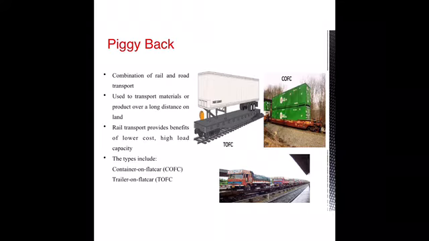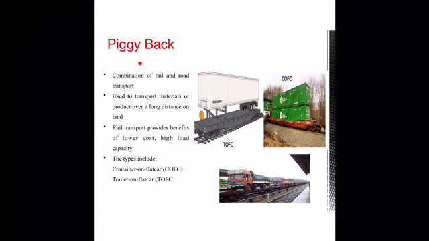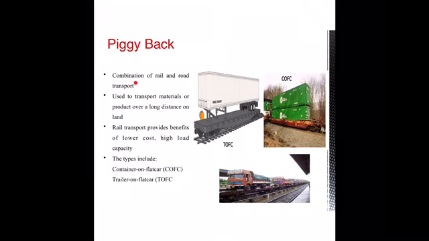The very first intermodal transportation system available for us is the piggyback system. The piggyback system is a combination of rail and road transportation. We will be taking the advantages of both the rail system and the road transportation facility for the movement of your goods. Now how does it work? Here we have two types of piggyback system, TOFC and COFC. COFC stands for container on flat car. TOFC stands for trailer on flat car.